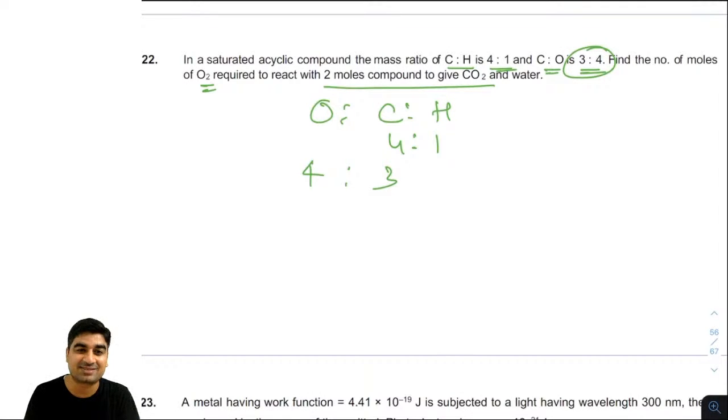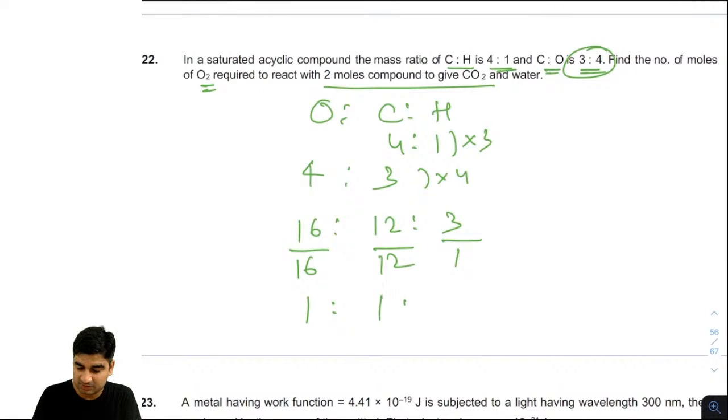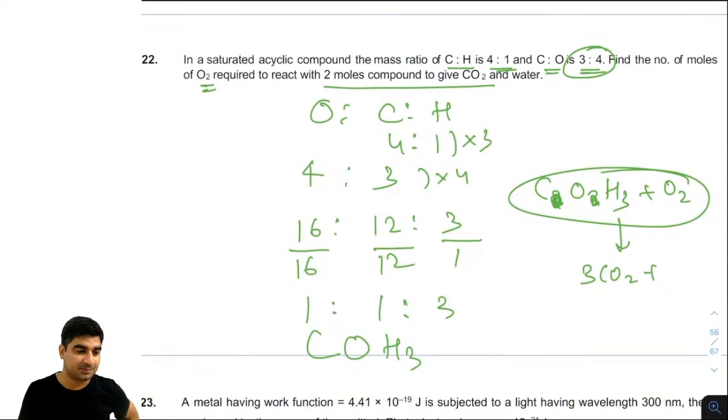This is the stoichiometry as well as empirical formula. I think we have already done it. So if you multiply it by 4 and you multiply it by 3, you will be getting 16 is to 12 is to 3. Right, now find the molecular formula. Again, 1 is to 1 is to 3. So C3O3H plus O2 will give you 3CO2. Right, guys? No, actually I'm wrong. It is CO and H3. Now you can get it done. Yes, it will be CH3O.